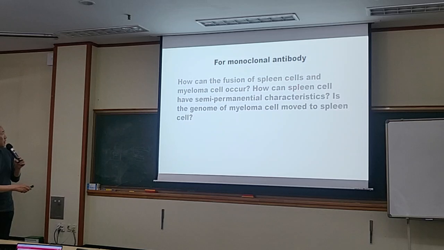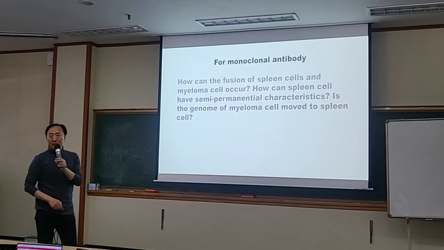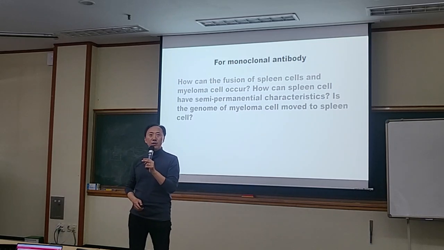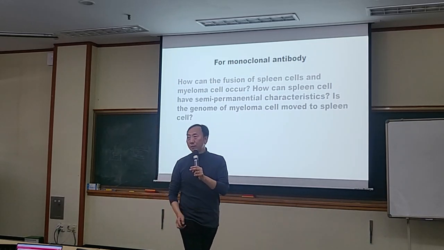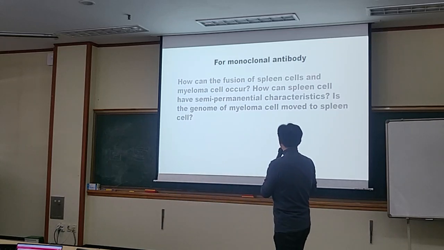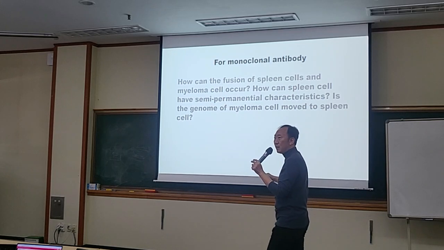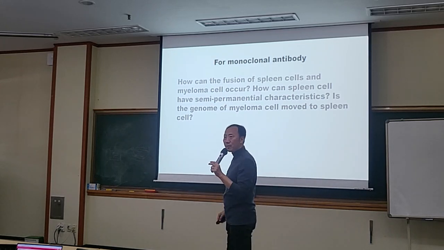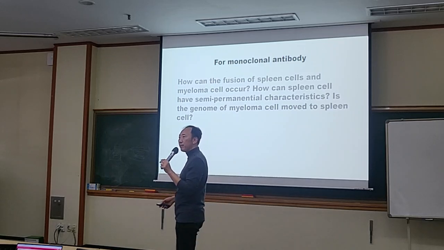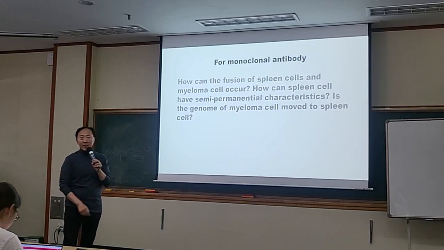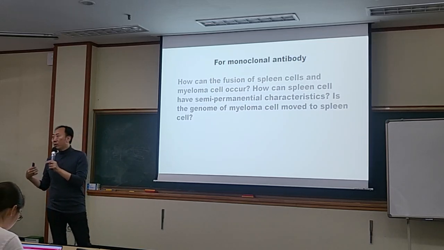So spleen cell means here, how can the fusion of a spleen cell and a myeloma cell occur? Myeloma is a kind of B cell-like cancer cell. Cancer cells usually live for long or forever. And here it says spleen. How can spleen cells have semi-permanent characteristics? Is it that the genome of the myeloma cell moves to the spleen cell? Well, there's some mixed concept here. Spleen cell means there are B cells. Spleen has B cells and T cells, 70% B cells and 30% T cells. So here it says spleen cells, but that is primary regular B cells.